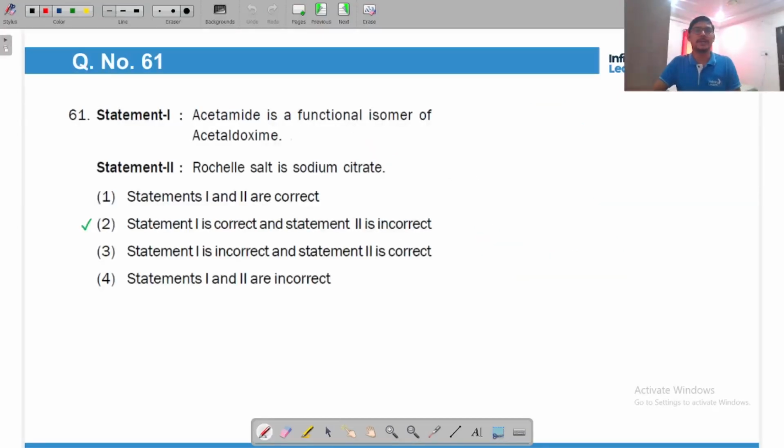Acetamide is a functional isomer of acetaldoxime. Yes, correct. Acetamide is this, CH3CONH2, and acetaldoxime is CH3 CH double bond NOH, the product of the reaction between hydroxylamine and acetaldehyde, right? So this is correct. Rochelle salt is sodium potassium tartrate. So this is incorrect and hence it is a correct answer.